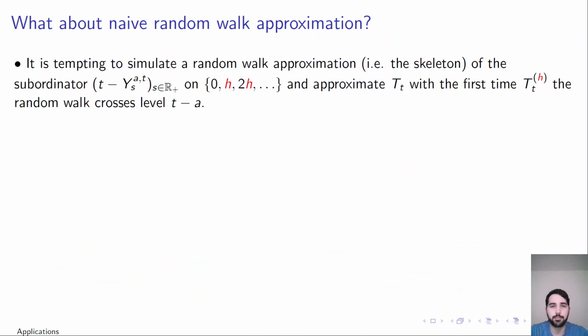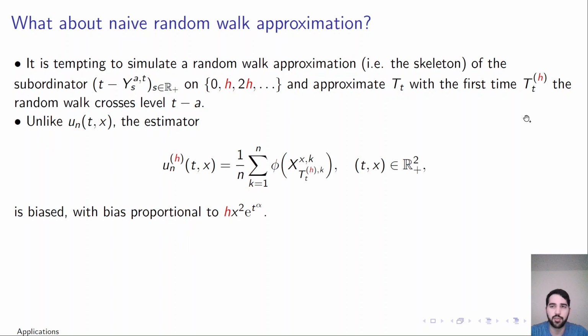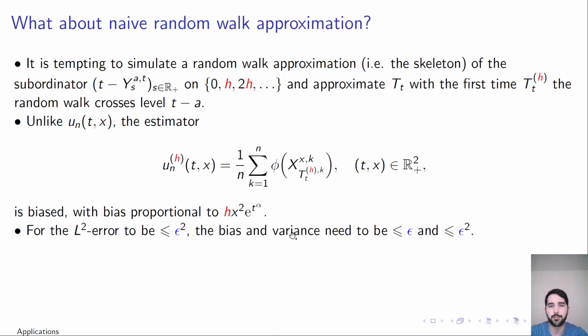So, okay, why is this so important? What's there to gain from not using, let's say, a basic or naive random walk approximation, or sampling just the skeleton of this subordinator? Well, if you had the skeleton only on this grid, and you stop the first time you cross, obviously you need to stop one step before crossing, because the process must not exceed value t, then you get a biased algorithm, right? So the Monte Carlo estimator is now biased. The bias is proportional to this quantity here shown on the screen. And for the L2 error to be smaller than epsilon squared, it means for the estimator to be very close to the actual value, you need both the bias and the variance to be small.